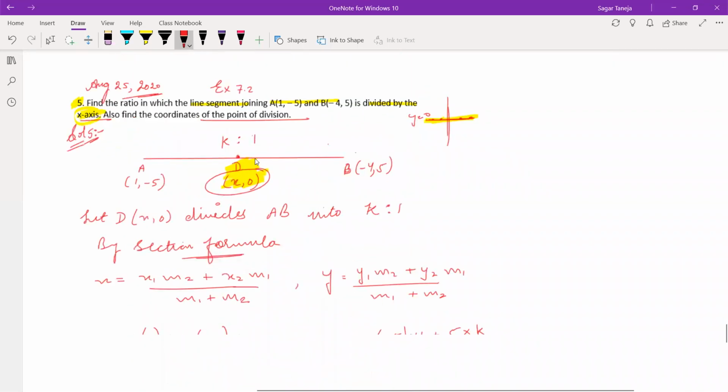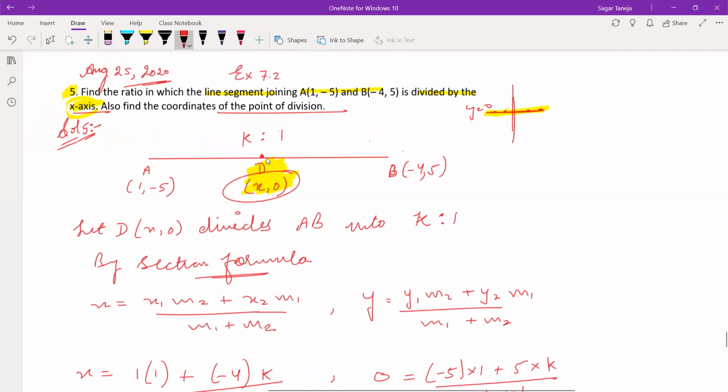Okay, see one more time. Is this clear? This diagram which I have made, is this clear? Find the ratio in which the line segment joining A and B. So this is a line segment which is joining point A and point B, and this line segment is divided by the x-axis. So it is divided by a point, and that point is lying on the x-axis.